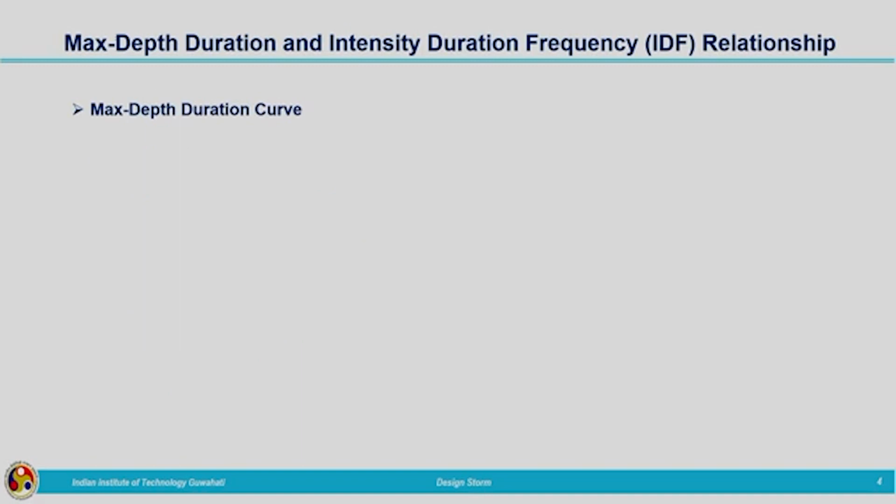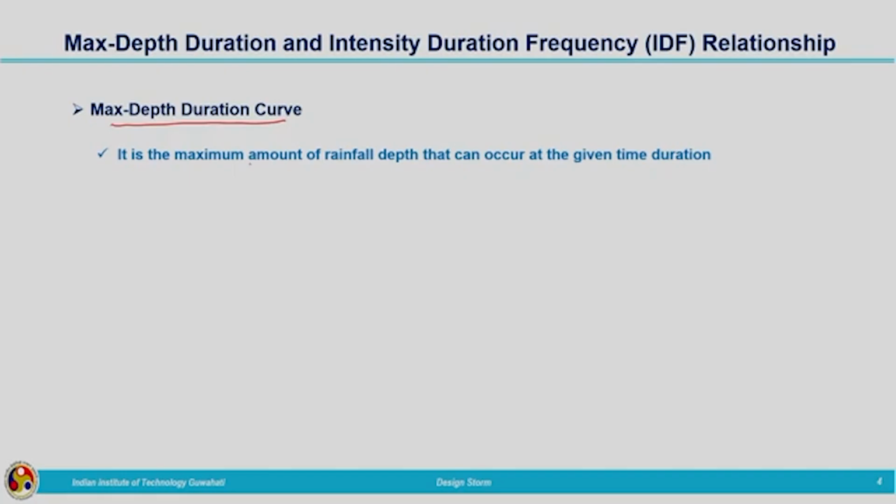While discussing the maximum intensity, we have discussed 2 curves. One was the maximum depth duration curve, the other one was the intensity duration frequency curve. The maximum depth duration curve gives the maximum amount of rainfall depth that can occur at a given time duration. Because whenever we are going for hydrologic design, we need to choose the return period and also the duration of the event. Return period represents the frequency of occurrence of an event, and at the same time the duration for which the hydrologic design has to be carried out.